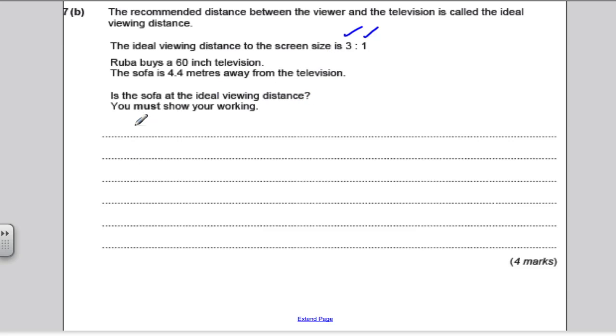So 60 inches is the screen size. So let's work out the viewing distance. The viewing distance must be for every 1 inch of the screen size, there's 3 inches of viewing distance. So it must be 60 times 3, which is 180 inches. So 180 inches is the ideal viewing distance.